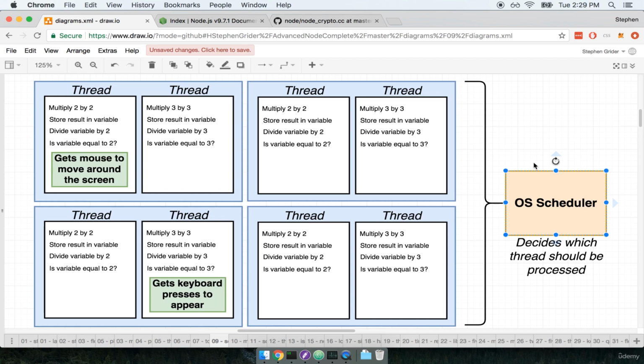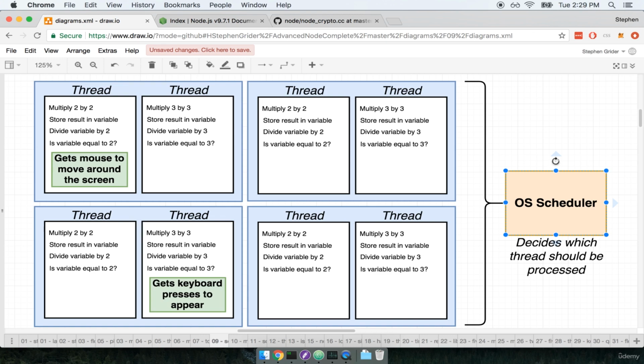Now that last part is really important. We want to make sure that urgent threads don't have to wait too long to be executed. So for example, if the thread in charge of moving the mouse around the screen has to wait like 5 seconds before it gets processed, the cursor will not move during that time, and the user is going to think that their computer is broken, which is obviously not good at all.